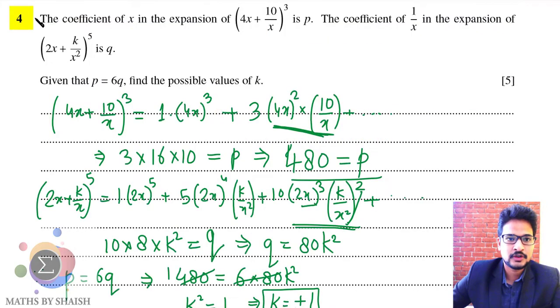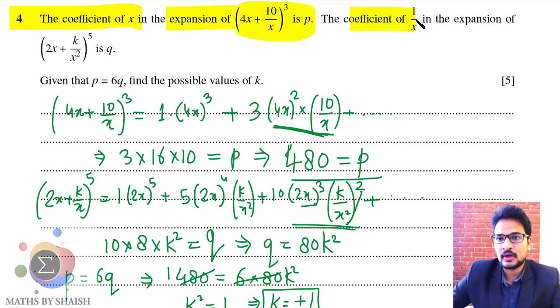And here's the fourth question. The coefficient of x in the expansion of 4x plus 10 over x to the power 3 is p. The coefficient of 1 upon x in the expansion of 2x plus k over x squared to the power 5 is q.